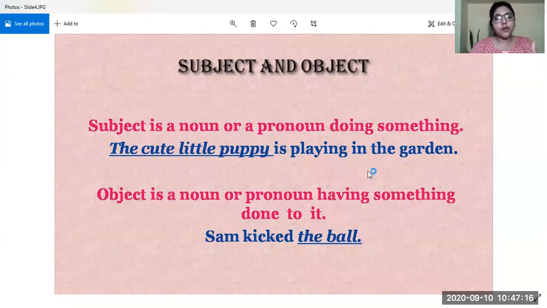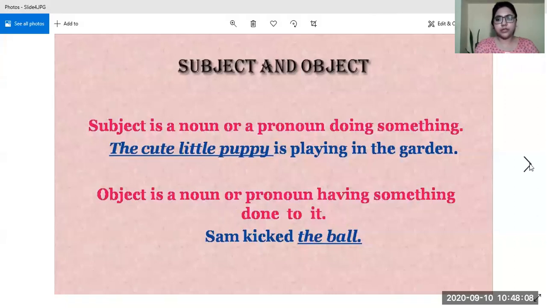And what is the object? An object is a noun or a pronoun having something done to it. What does that mean? That an object is a noun or pronoun which is the receiver of the action. The subject is the performer of the action and the object is the receiver of the action. For instance, Sam kicked the ball. So Sam is the subject because he is performing some action. He is kicking the ball. And Sam kicked what? Sam kicked the ball. So the ball received the action, which was the kick of Sam. So this is the concept of subject and object.